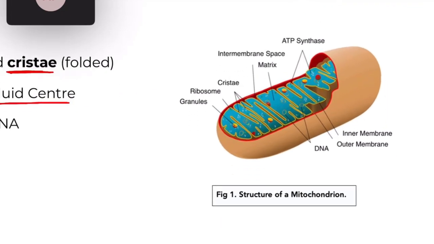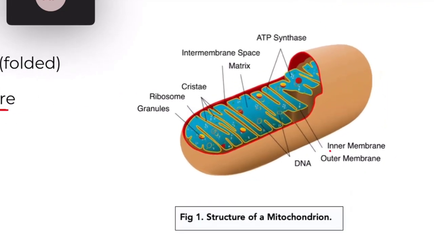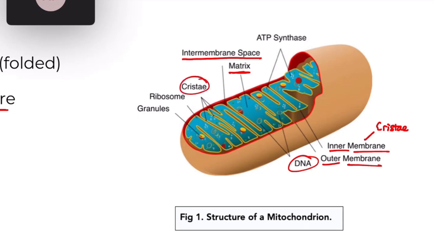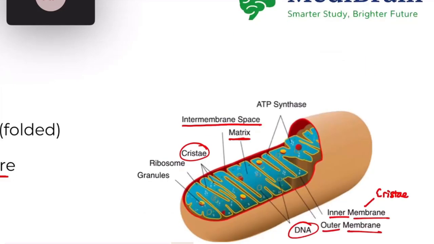Okay, if you have a look at this diagram over here, we have the inner membrane, which we looked at. We have the outer membrane. The inner membrane is folded, so it's called cristae. We have the mitochondrial DNA inside, and then we've got the intermembrane space matrix over there as well. Okay, and these are the cristae. The inner membrane is folded. We've got cristae. We've also got ribosomes present.